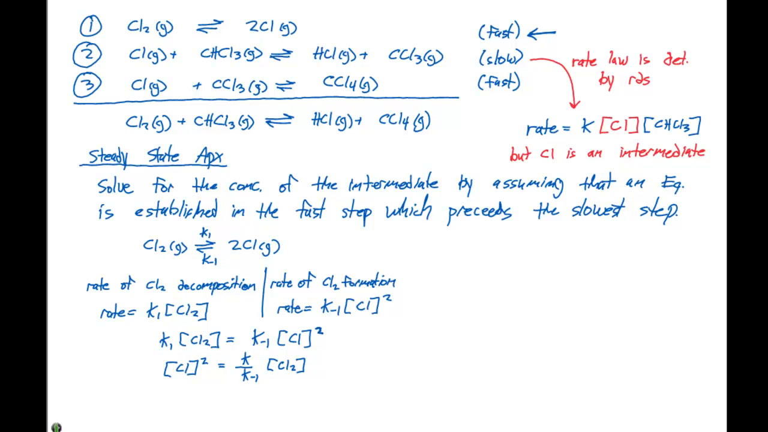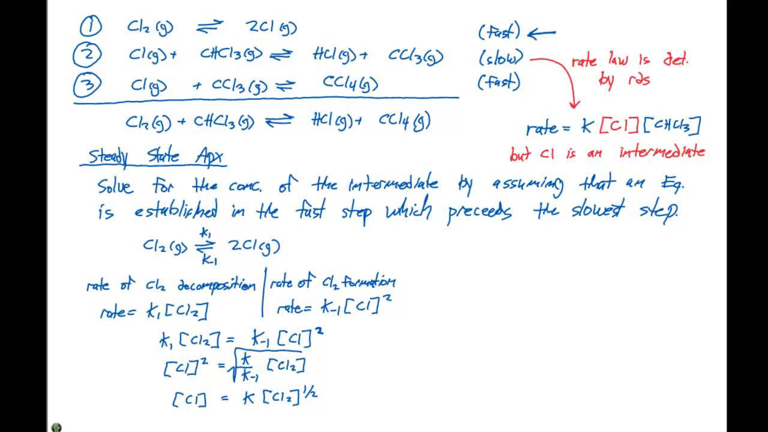If we take the square root of all this, that's going to give us the concentration of Cl, and that's going to equal the square root of this entire thing right here. If we take the square root of a constant, it's still a constant. So we're just going to write this as k times the concentration of Cl2 to the 1/2 power.